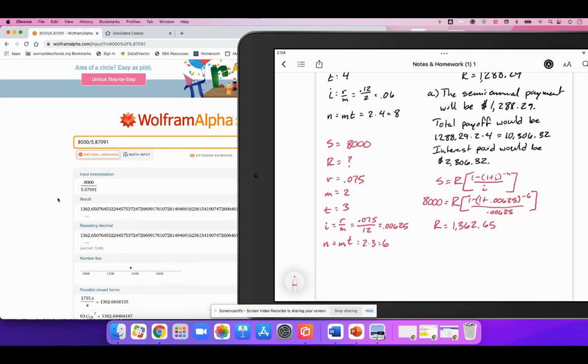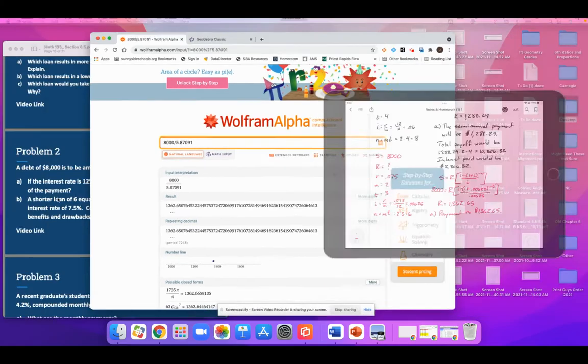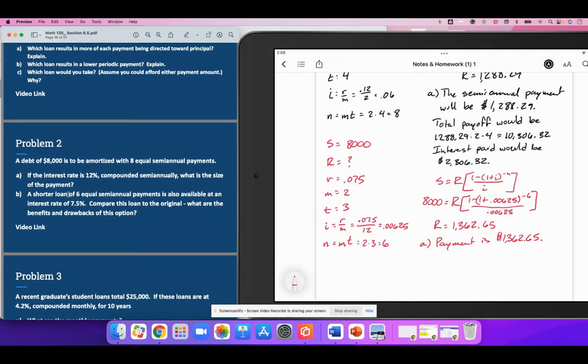So the payment is a little bit more, $1,362.65, about $100 more. We're asked to compare these two loans. What are the benefits and drawbacks of each option?